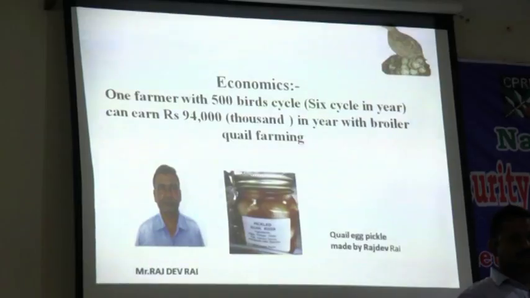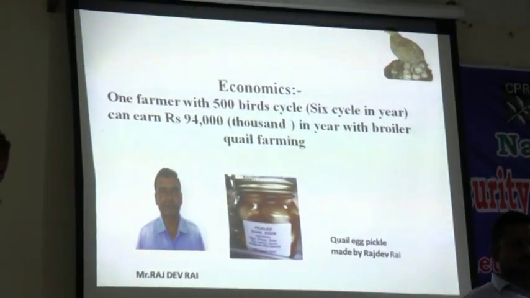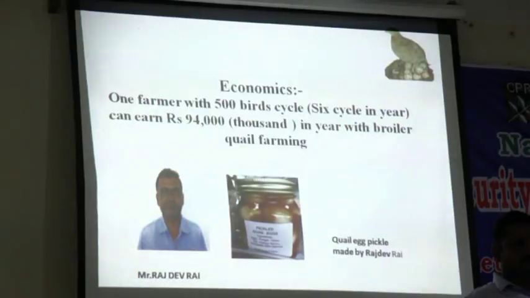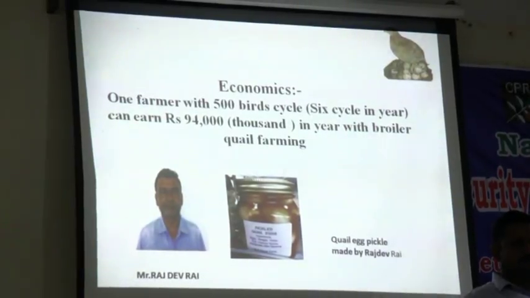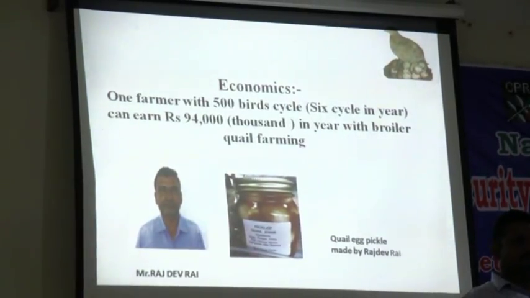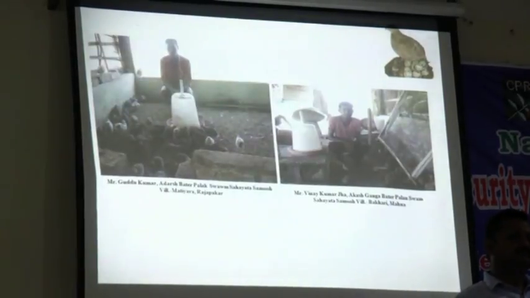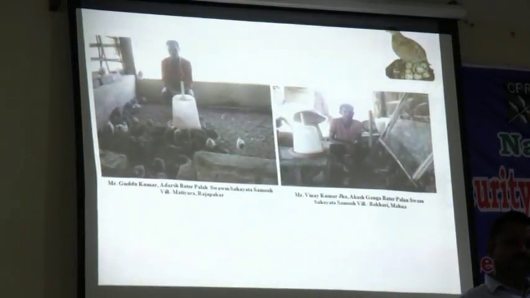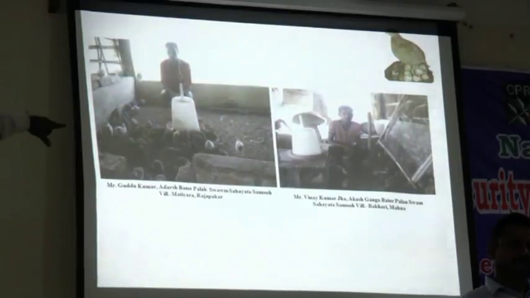They all have one brand. In the organization, these are the SHGs, and they are working under that one banner. Their phone number and address anyone can identify. With 500 birds per batch of quail farming, if he rears 6 batches in a year, he can earn 94,000 rupees per year. This is a farmer who is doing that in Rajapata village.